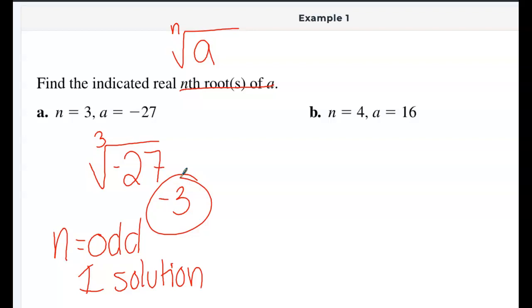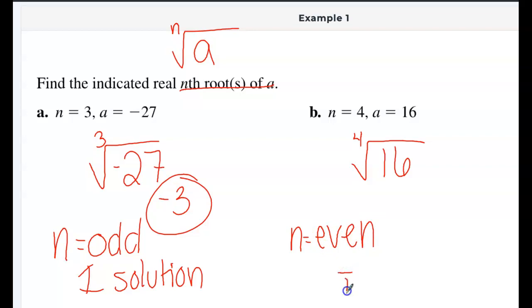Okay, what would this one be? How would I rewrite this one? Radical 16. You're going to have 4 outside, 2 answers. I have 2 answers because n is positive, well, n is positive, but it's even. So I can have a negative and a positive answer.